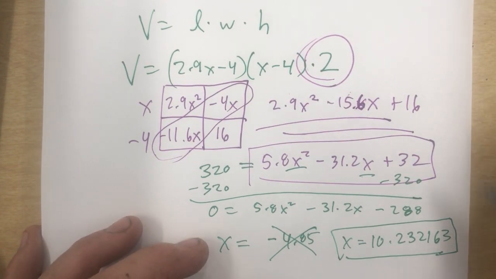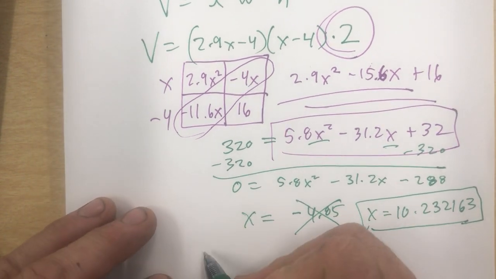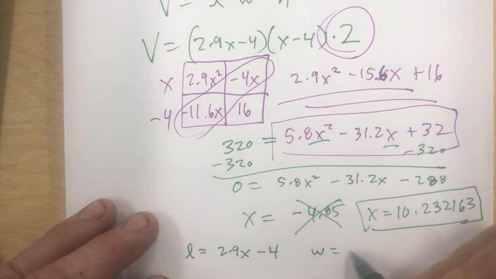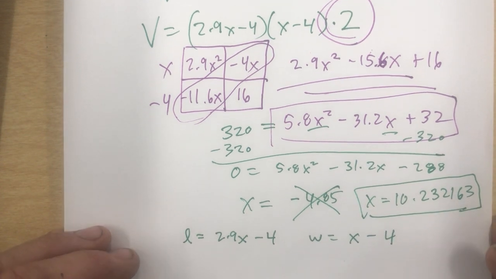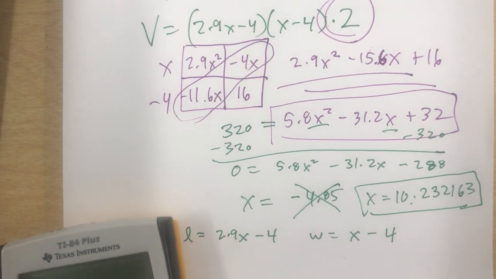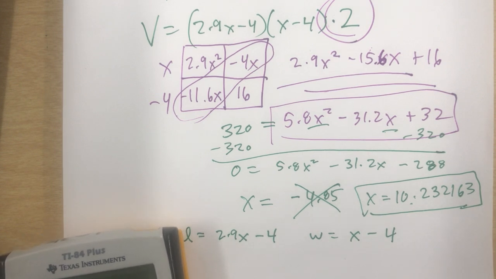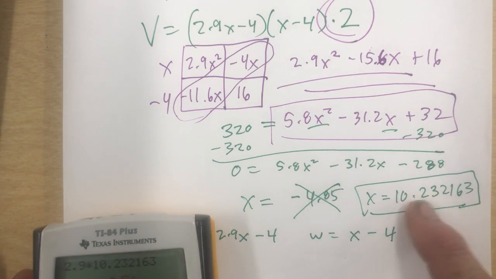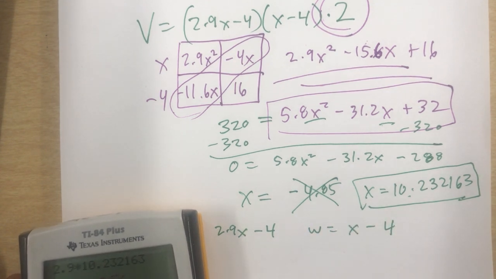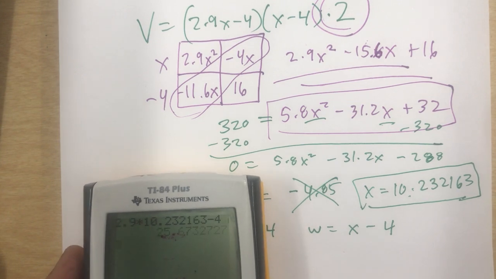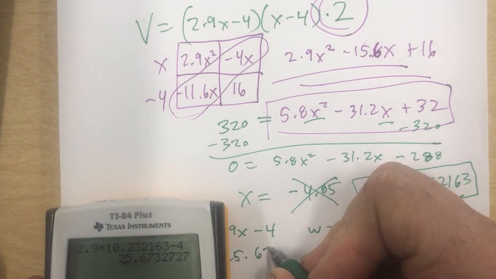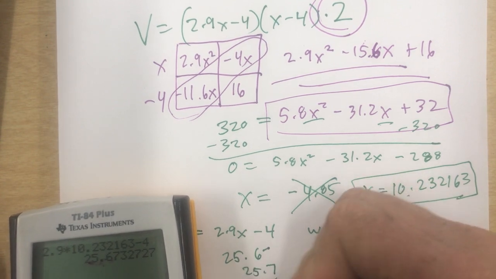Okay, I'm moving it out of the way. All right, here, I'm right down here. My length, if you remember, is 2.9x minus 4, and my width was x minus 4. So I just put that in. So if I put that in for x here, 2.9 times 10.232163. Now I like to leave these longer and don't round them once I put this in, because the rounding might make a little bit of difference. Minus 4 here. I'm getting 25.67. This is rounded to the nearest tenth, so 25.7. There's my length right there.